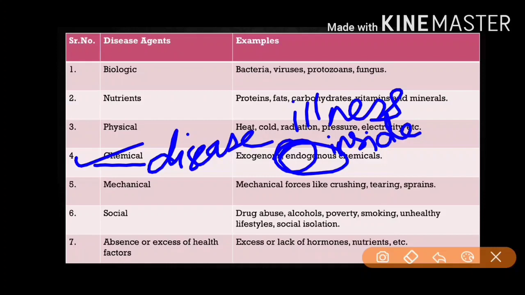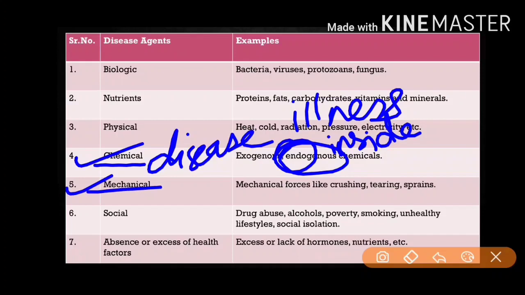Now the urea that is produced in the body, then uric acid, ketone bodies, if they are in excess and not excreted out of the body, they might be harmful. Therefore chemicals include endogenous chemicals that are produced inside the human body. Let us see the fifth disease agent, that is mechanical.